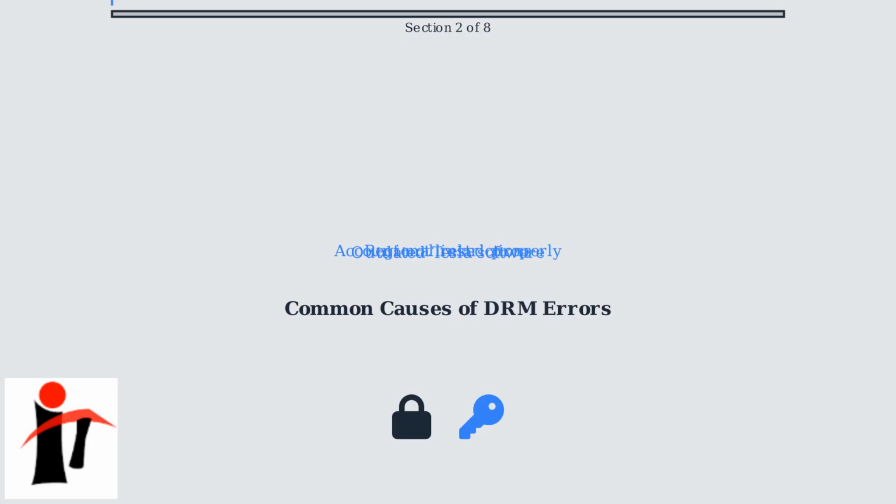Your streaming account might not be linked correctly to your Tesla account, or you could be in a region where your account doesn't allow access due to geo-blocking. Understanding DRM helps explain why these playback errors happen and how to resolve them in your Tesla Model 3.